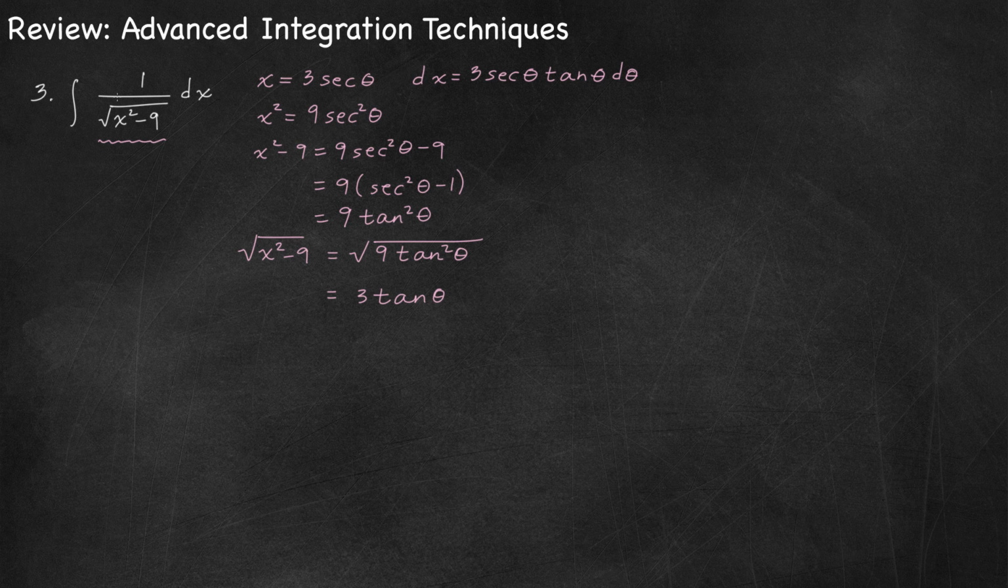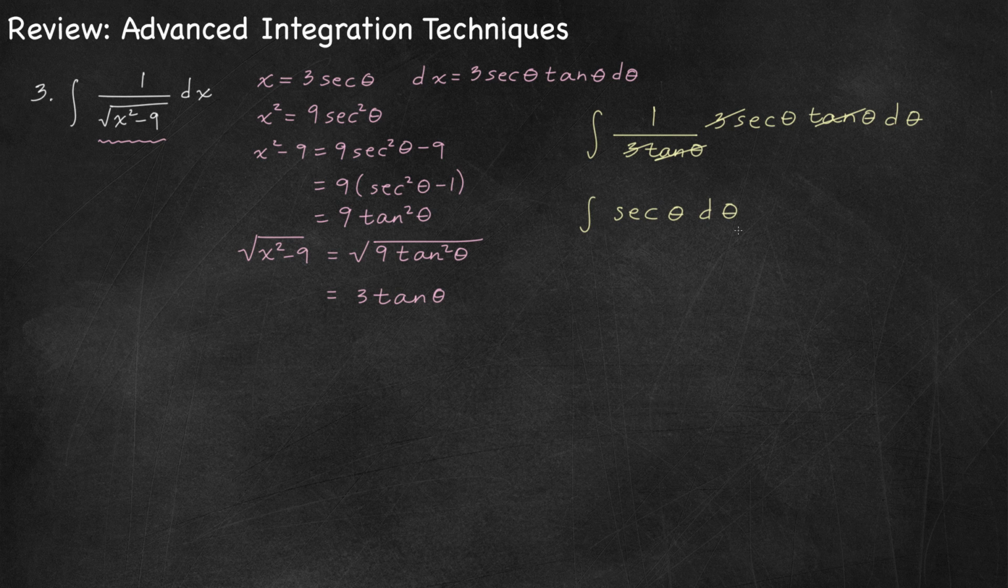Now this one is not a definite integral, so I don't have to do that step where I converted my bounds. I'm ready to go ahead and set up my new integral. So we'll have the integral of 1 over 3 tan theta, and then dx gets replaced with 3 secant theta tangent theta d theta. We can simplify. 3 over 3 is 1, so that crosses out. And then tan theta over tan theta is 1. So we're just left with the integral of secant theta d theta.